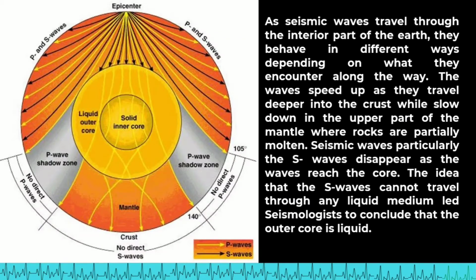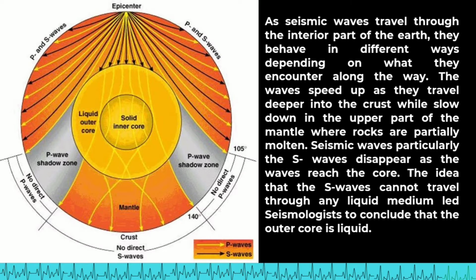surface waves. As seismic waves travel through the interior part of the Earth, they behave in different ways depending on what they encounter along the way. The waves speed up as they travel deeper into the crust, while they slow down in the upper part of the mantle where rocks are partially molten. Seismic waves, particularly the S waves, disappear as the waves reach the core. Remember that secondary waves travel only in solid but not in liquid, since the outer core is liquid, S waves or secondary waves disappear as the waves reach the core.